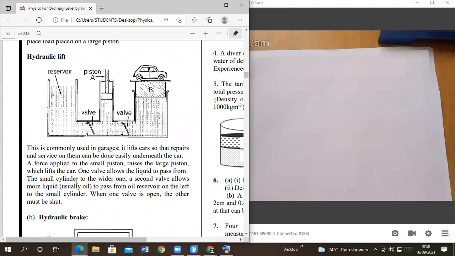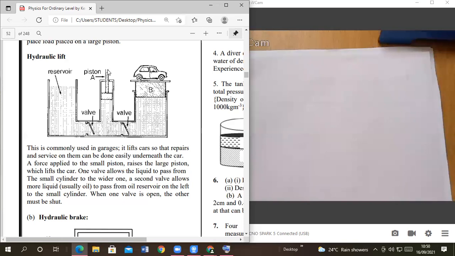So the smaller piston, they're saying that's the small cylinder. I think there was some mistake here. What you should know is that here we have the small cylinder and the larger cylinder here. The larger cylinder acts as the reservoir. So the first valve here will allow the oil to enter through this valve to the smaller cylinder here.